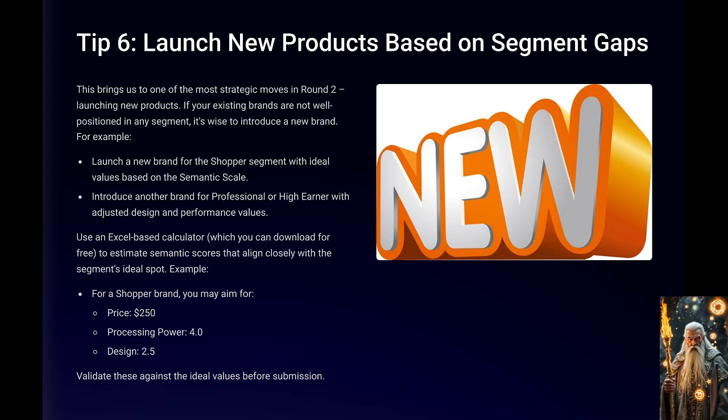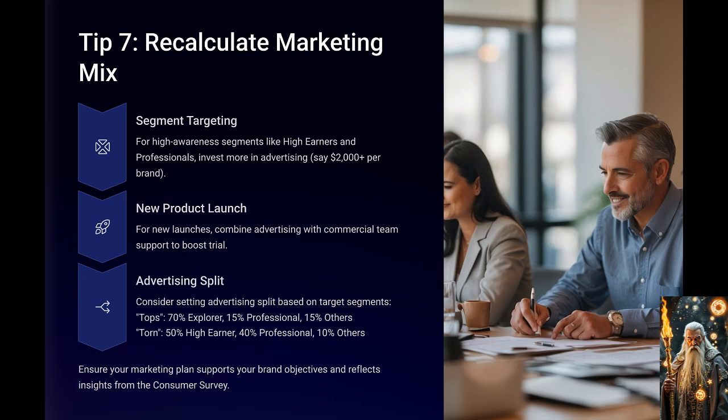Tip 7. Recalculate marketing mix, awareness and trial strategy. Once your new products are in place, you need a tailored marketing mix. For high awareness segments like high earners and professionals, invest more in advertising, say $2,000 plus per brand. For new launches, combine advertising with commercial team support to boost trial.